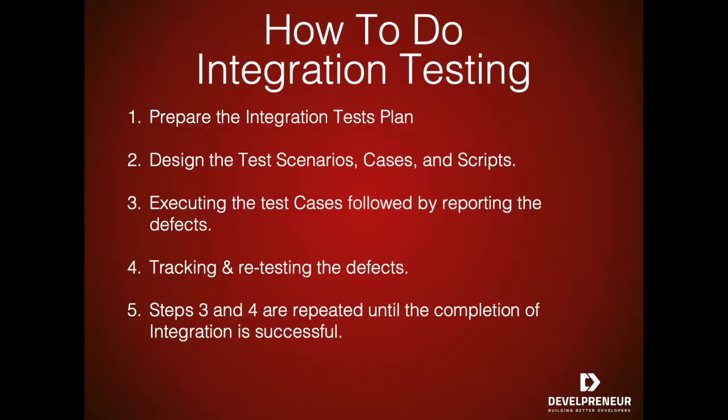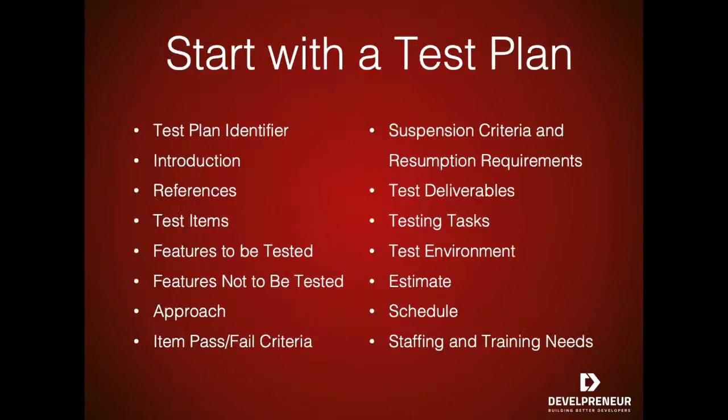Now that we know the different types of integration testing, let's talk about how we actually do integration testing. Well, to start with, we want to prepare the integration testing plan. Next, we want to design the test scenario, test cases, and test scripts. Third, we want to execute the test cases followed by the reporting of the defects. After that, we want to track and retest the defects. Once you hit the final step, you essentially repeat steps three through four until the completion of the integration is successful. It all starts with the test plan.